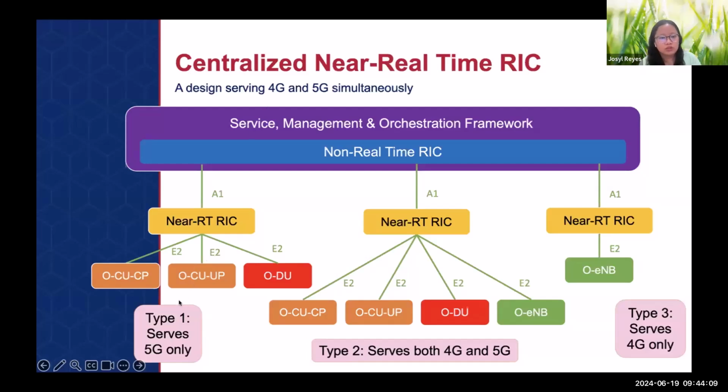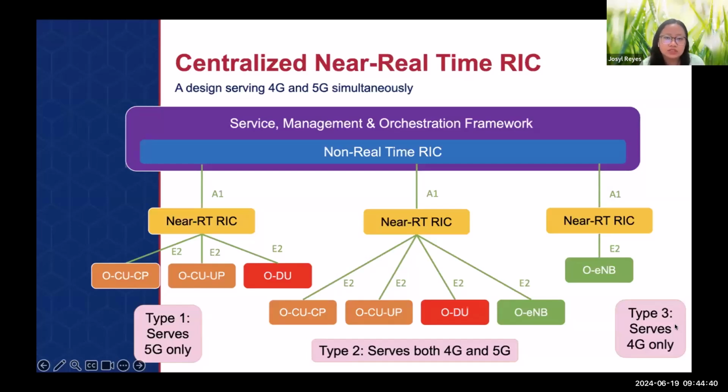So there are three main types of centralized near real-time RIC, no? Pag type 1, it only serves 5G. And then pag 4G and 5G, this is the type 2. Makikita nyo dito kasi itong tatlong components, usually 5G siya. And then for the 4G, itong eNode B. Or pwede rin namang it only serves 4G, like this one, type 3.